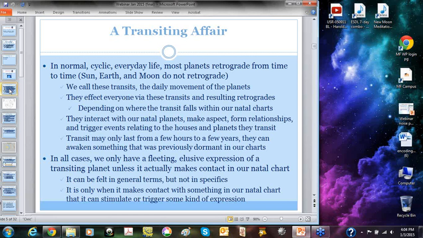They not only transit a specific house and planet, triggering events to happen in that house, but they also form aspect relationships. They conjunct, they square, they oppose, and they trine our natal planets as they sweep through the sky. So while the transit may last anywhere from a few hours with the moon to a few years with some of the outer planets, it may have stimulated or awakened something that was previously dormant within our chart. And even when they move on their way, separating from the aspect, the effects might have permanently changed us.